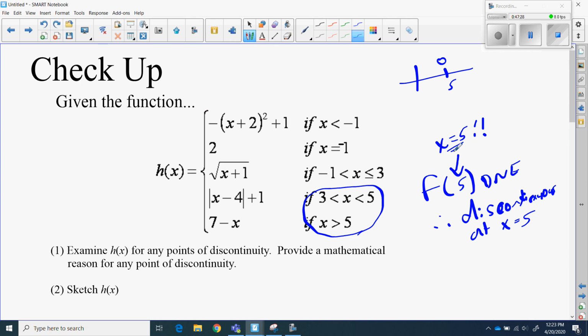I'll give you a chance to watch through the video first, and I will then give you some examples of things you can use to practice, and that will then be followed up with a little assignment on piecewise functions and their limits and continuity. Good luck with that.